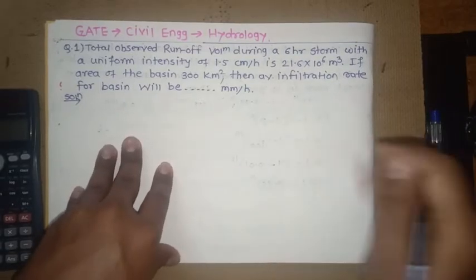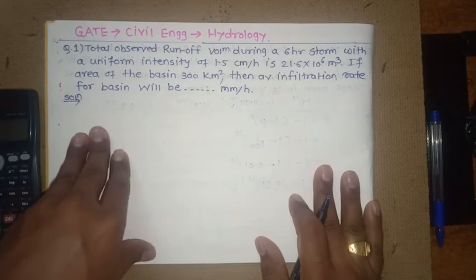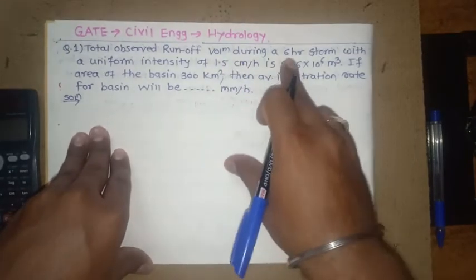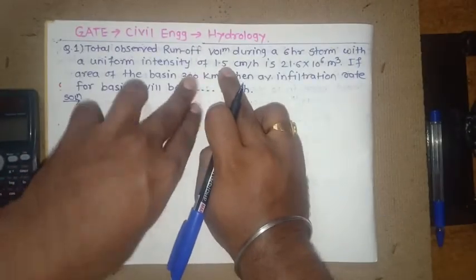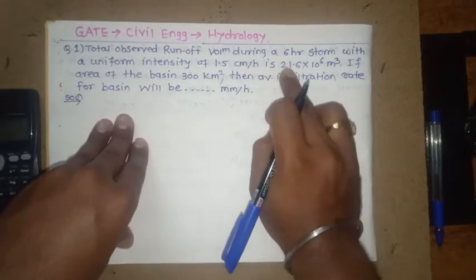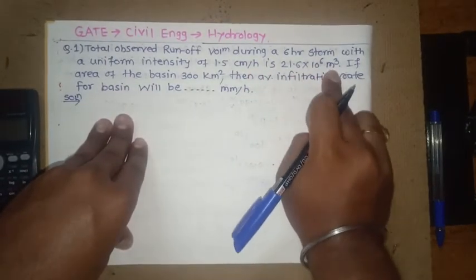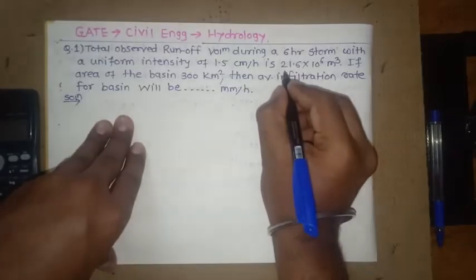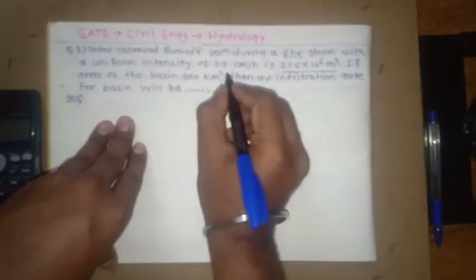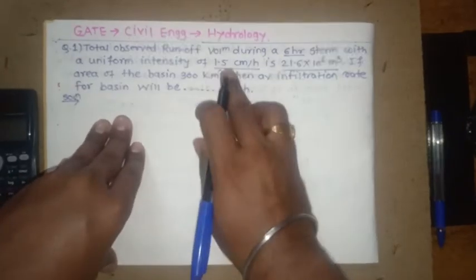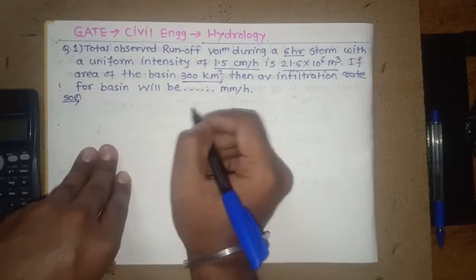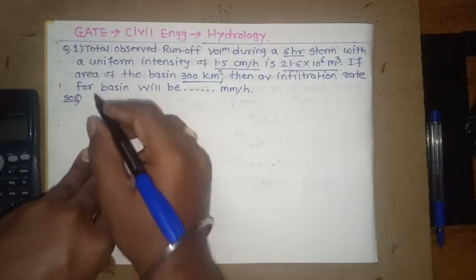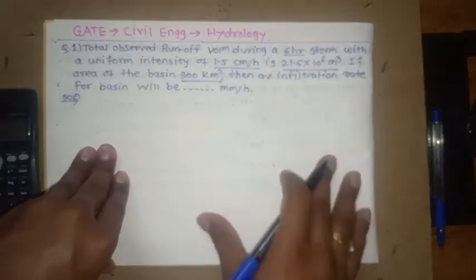Hello student, question number 1: a total observed runoff volume during a 6-hour storm with a uniform intensity of 1.5 centimeter per hour is 21.6 into 10 to power 6 meter cube. So it is a runoff in 6 hours for this rainfall intensity 1.5. If the area of basin is 300 km square, then average infiltration rate will be in mm per hour.